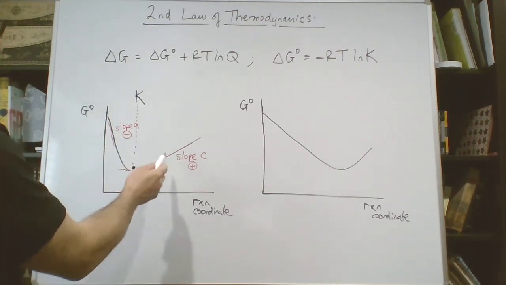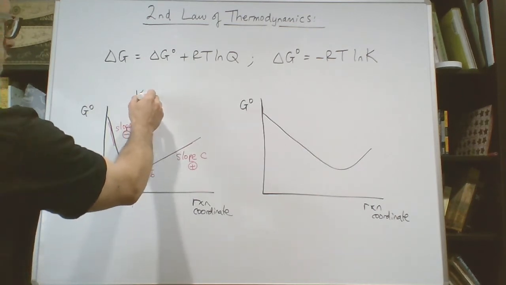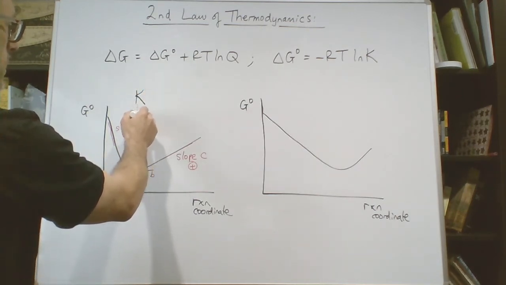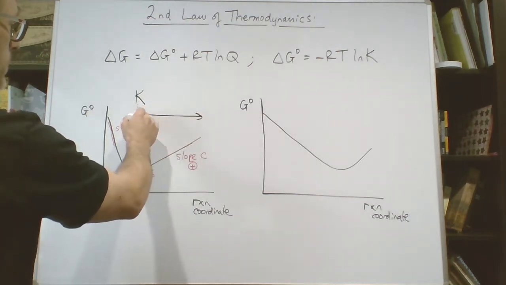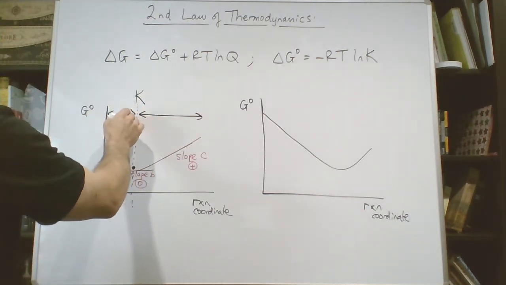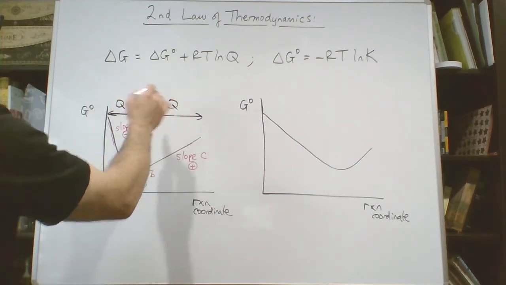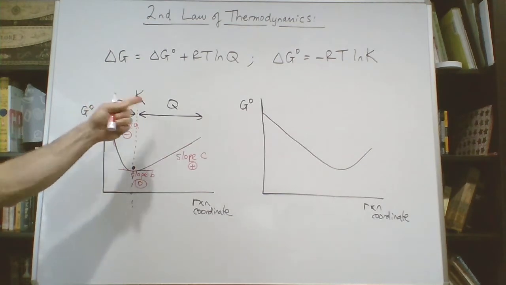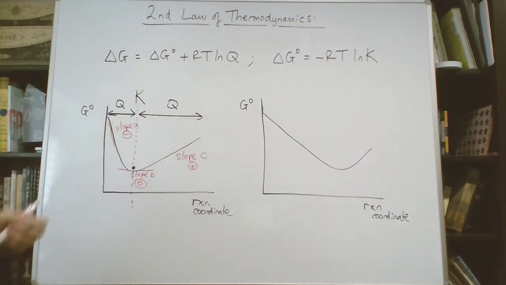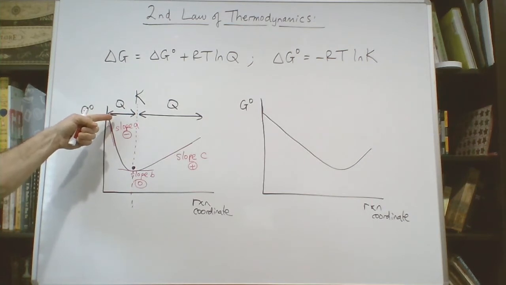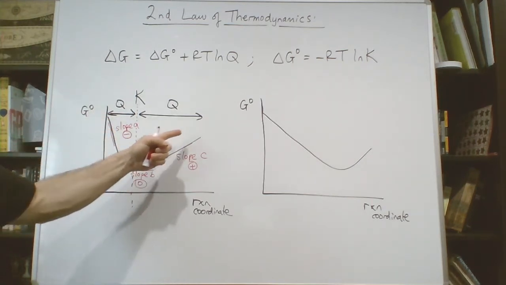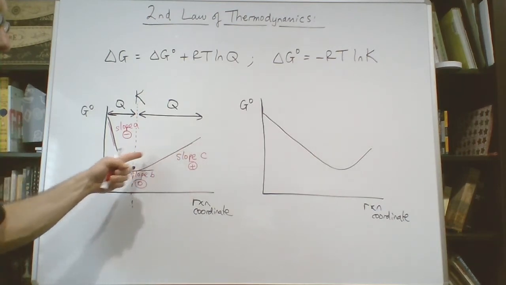Notice that anywhere else we were to put our test object, so let's say anywhere here or anywhere here, well, this would be Q. And we know that Q always tends towards K, just as the marble would always tend towards the bottom of this gully here. So this would essentially allow us to ask Le Chatelier type questions. You know, if the marble was here, we would have a shift to the right. If the marble was here, we would have a shift to the left.